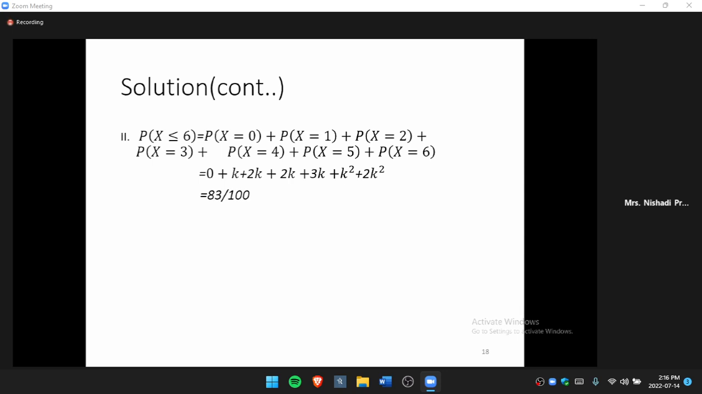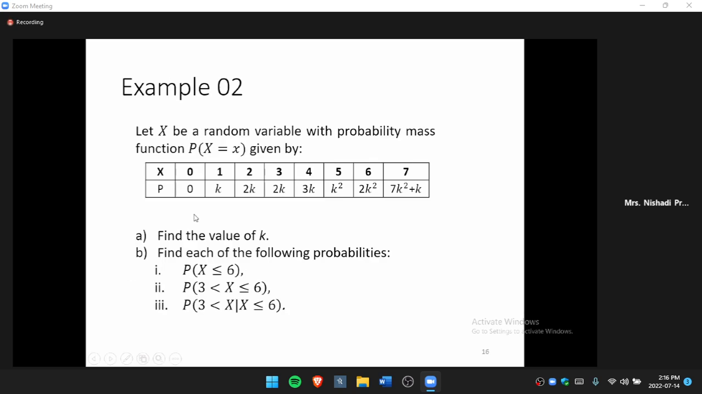Now consider that part again. Probability that x is less than or equal to 6 means we have to add all the probabilities of x which are less than or equal to 6. This probability excludes x equals 7. Except the probability of x equals 7, you have to add all the other probabilities to find the required probability.